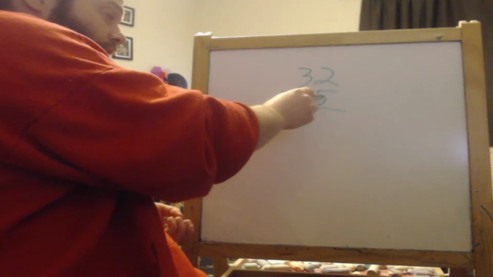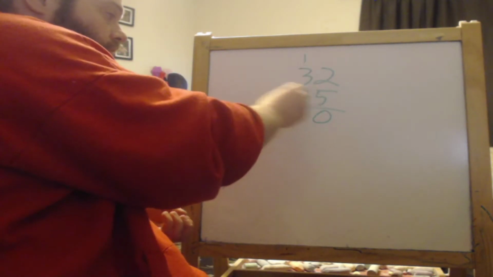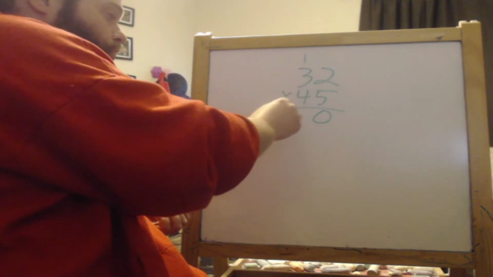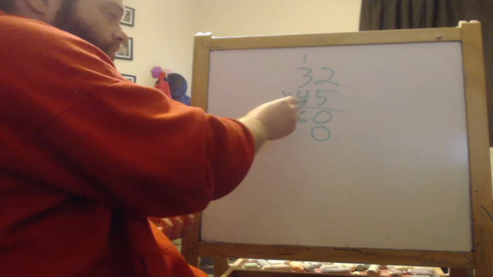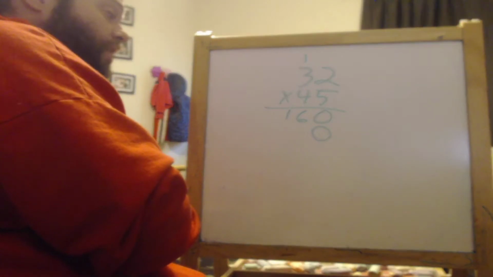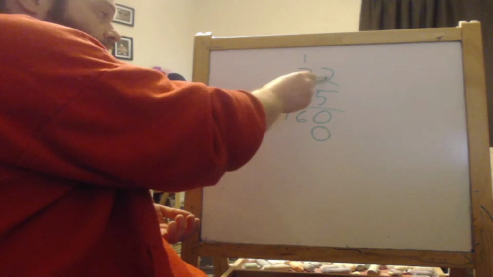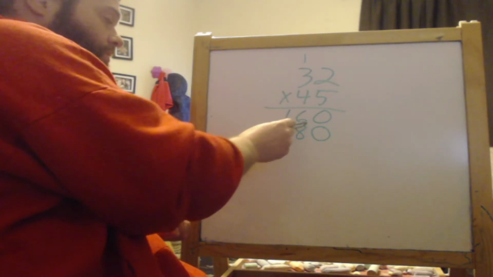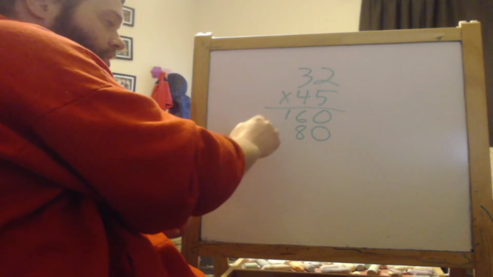So standard algorithm, 5 times 2 is 10. Carry the 1. 5 times 3 is 15, plus 1 equals 16. I put a 0 here because we're not multiplying necessarily by 4. It's actually multiplying by 40. So this 0 will make it a 40. 4 times 2 is 8. 4 times 3 is 12.